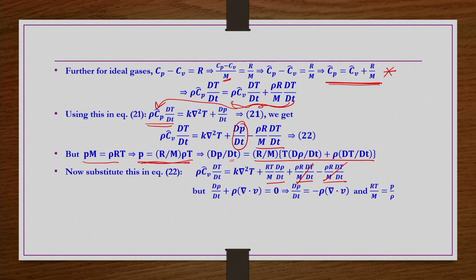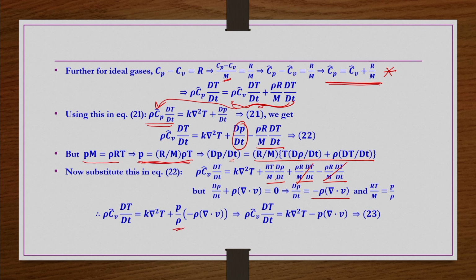Then further, from the continuity equation, in place of capital D rho by Dt, you can write minus rho del dot v, and for the same ideal gas, RT by M we can write as P by rho. So, in place of RT by M I have written P by rho here, and in place of capital D rho by Dt, I have written minus rho del dot v. So this rho and that rho cancel out, and then we have the equation rho Cv tilde capital DT by Dt is equal to k del square T minus P del dot v. This is what we have.